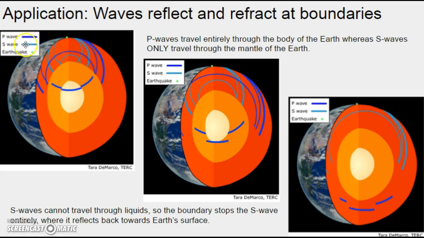But the S wave is the light blue. S waves are going to reflect. S waves cannot refract because transverse waves do not travel through liquids. And as a result of this, I've got the sequence of pictures here.